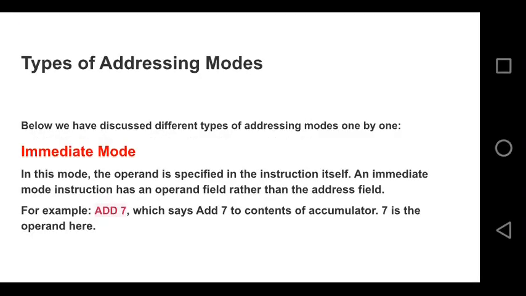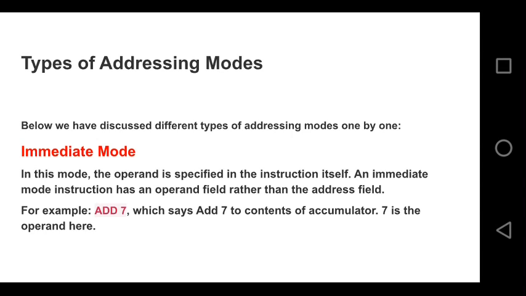Now let us discuss some important types of the addressing modes. In that, the first one is immediate mode. It is a simple and easy to understand addressing mode. Why? Because in this mode, the operand is specified in the instruction itself. So it is one of the simple types of addressing mode. The operand is specified within the instruction.